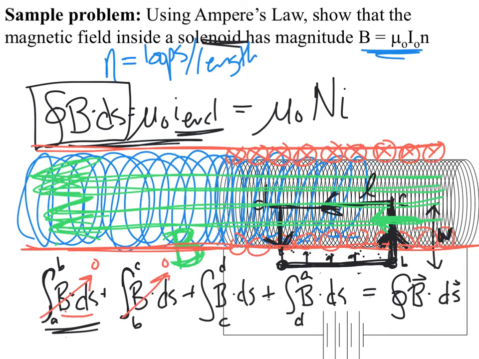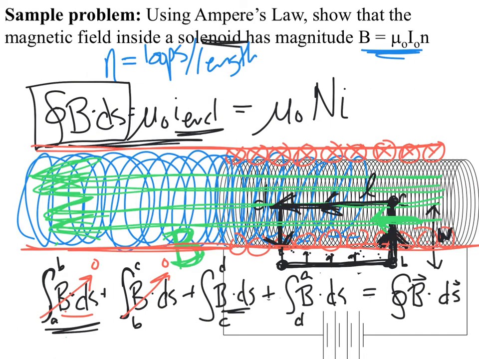All right, next part, going from C to D. Here I've got magnetic field, and I've got a path length. That one's not 0. That one's going to be B dotted with ds. Well, our path length is L. The angle between B and L is 0. And so that should be B times L.